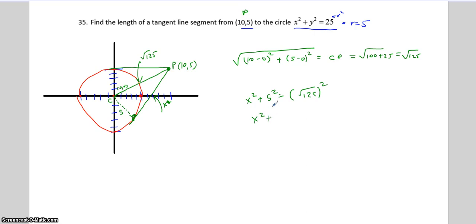Now we just solve for x, which is what we're trying to find in this problem. x squared plus 25 equals 125, x squared equals 100, and x equals 10. That's the answer to that problem. Really, the key part here was just remembering some facts about geometry, and how to interpret the equation of the circle and sketch it out.